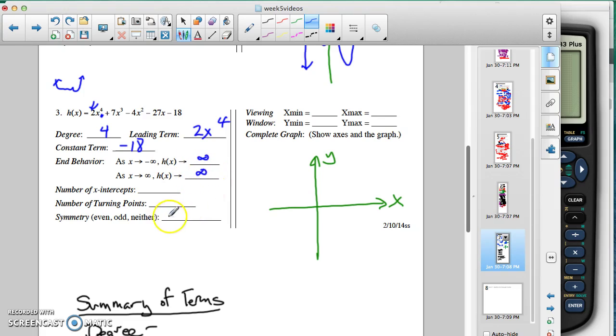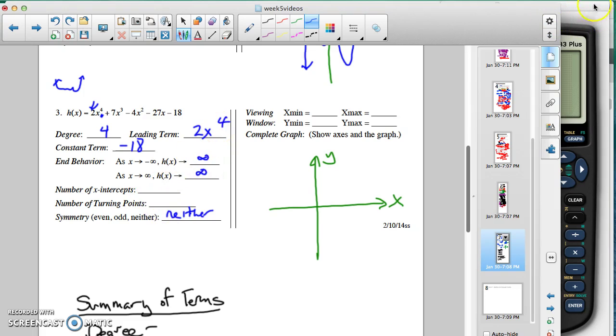We can also tell it's even, then odd, then even, then odd, then even. So that means it doesn't have any symmetry because some of the powers are even, some are odd. If we have all even powers, then we're going to have symmetry. If we have all odd powers, we're going to have symmetry. So let's take a look at the graph and see if we can find this information out.